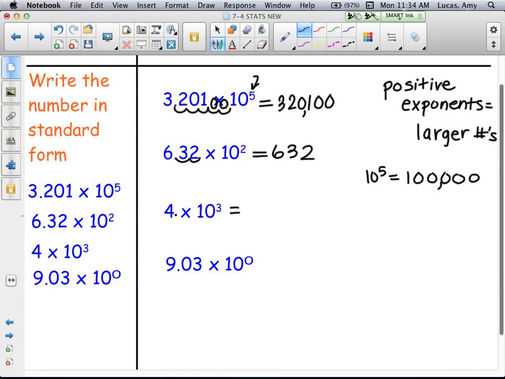But remember that the decimal point right now is after the 4. So 4 times 10 to the 3rd power, if I move it 1, 2, 3 places, I have to put in 3 zeros. So it's really 4,000. Again, 10 to the 3rd power is 1,000. So it should make sense if you're doing 4 times 1,000 that it would equal 4,000. Okay, now on this last one, my exponent is 0. So that means I'm moving the decimal point 0 places. So that means it's staying right where it's at, 9.03.